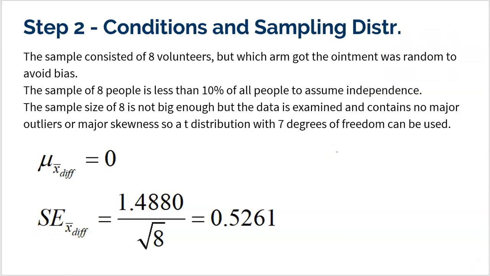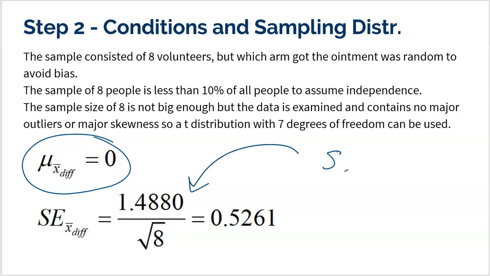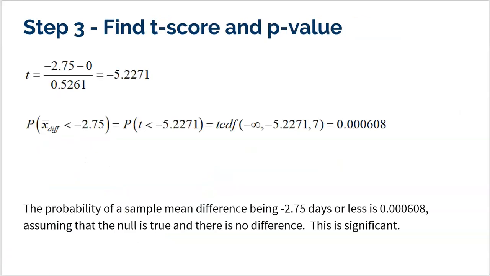Now remember that the sampling distribution has to be built on the assumption that the null is true. So I'm going to assume that the mean of all differences, not just mine, is 0. Some differences will be positive, some will be negative, but the mean is 0. There's truly no difference, right? And then the standard error, which is again why I'm using a t-distribution, takes the standard deviation of my differences and divides it by the square root of my sample size 8 to get 0.5261. And then now I have to find my t-score.